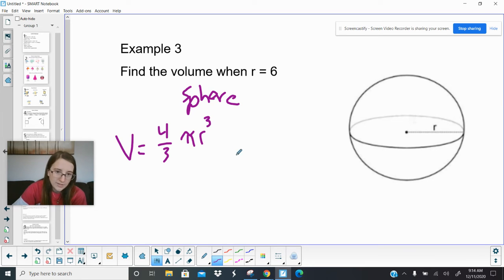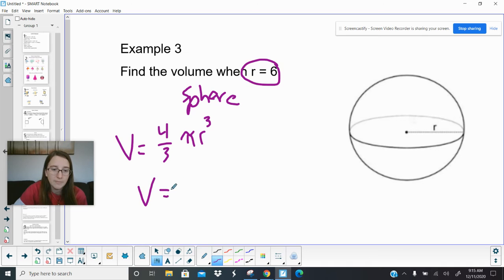Again, be very careful you copy that correctly. This is r to the third. Now, r is just 6. Remember, it has to be r. If they give you a diameter, you need r instead. Go slowly. Ask yourself, what do I have? What do I need? They gave me r and we need r.